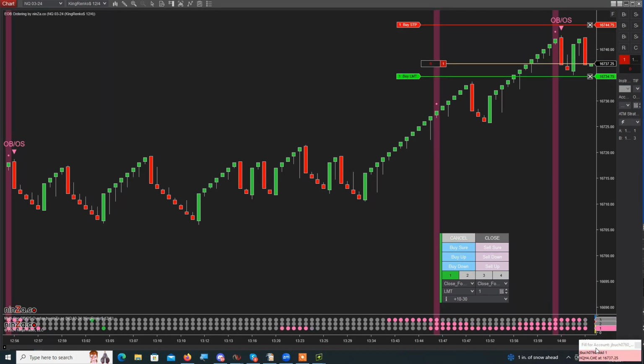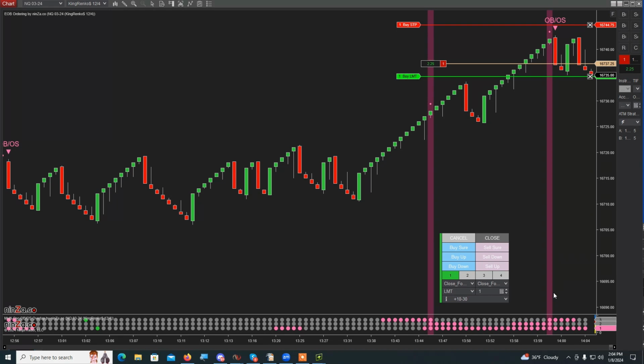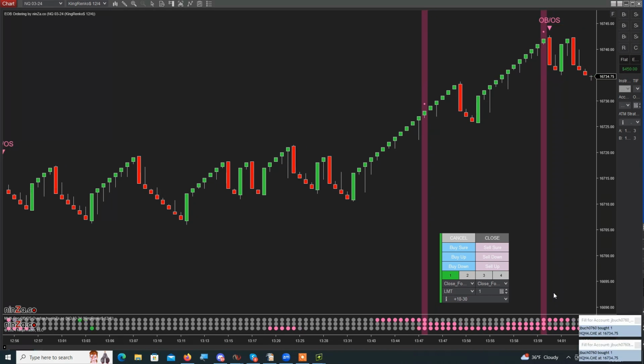Here we go. Order filled. So you see a bar close down and a short trade fires. Target filled. All right. So let's see if I can catch one more to make it an even 500.